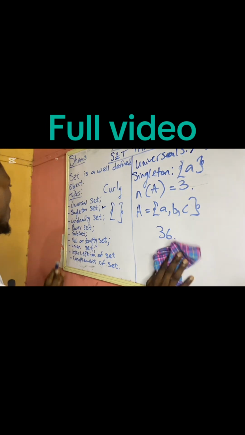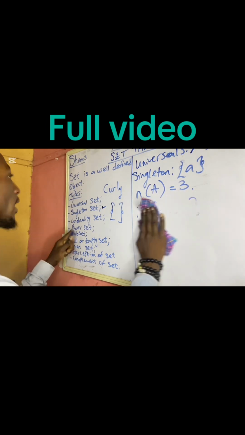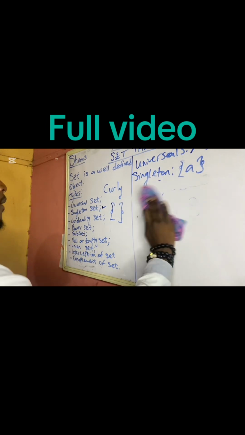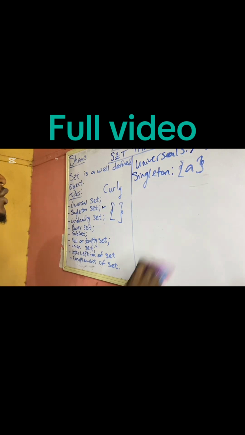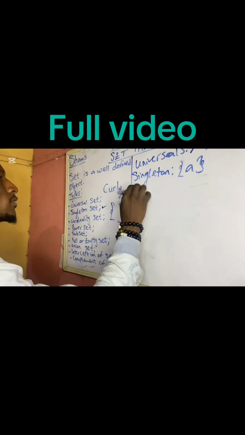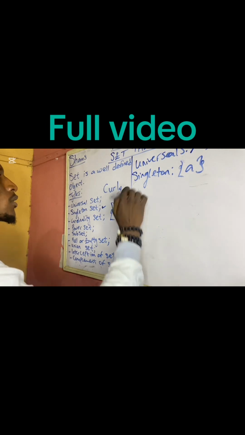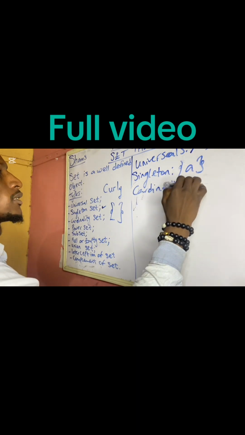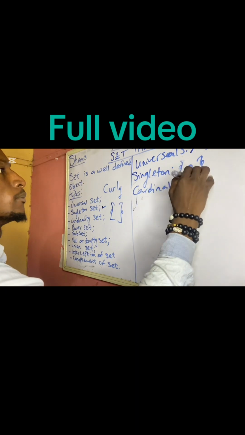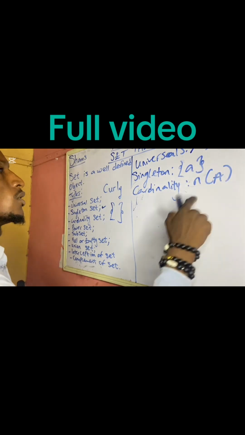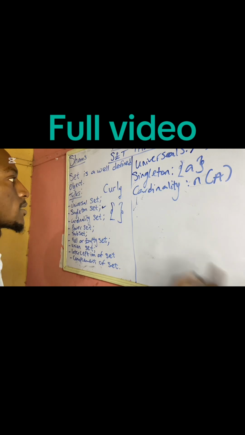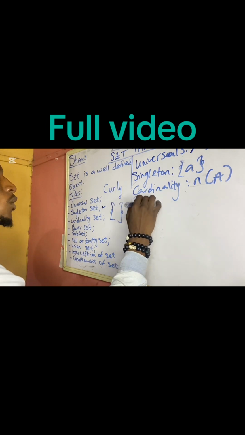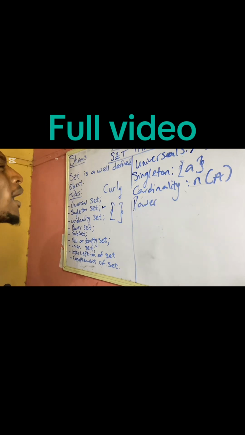Now, the next one that we have here is power sets. What is a power set? Power set is the number of ways a particular set can be rewritten. I've talked about cardinality. Sorry for that. I said cardinality is the number of elements a particular set has. It's always denoted as what? n, with the set in brackets. The next one is power set.